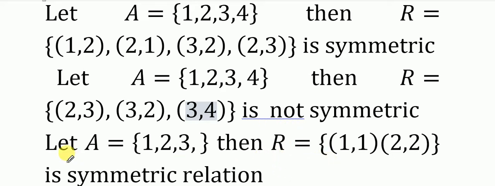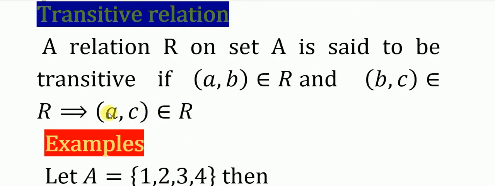Similarly, if you take set A equals {1, 2, 3}, then R equals (1, 1), (2, 2) is a symmetric relation, because if a is related to b, then b must be related to a. Here 1 is related to 1 and 1 is related to 1. 2 is related to 2 and 2 is related to 2. So clearly this is a symmetric relation, but this is not a reflexive relation. If (a, b) belongs to R, then (b, a) must belong to R. This is the condition. Let us see what is a transitive relation.